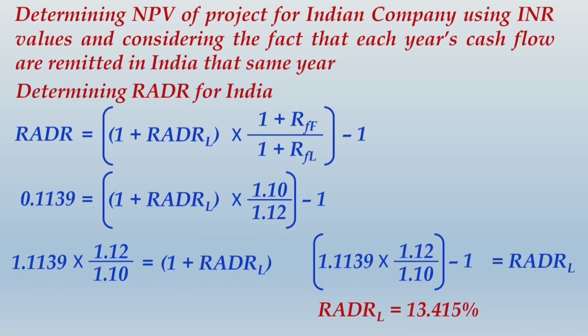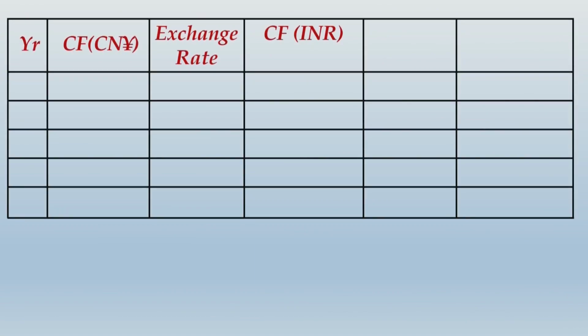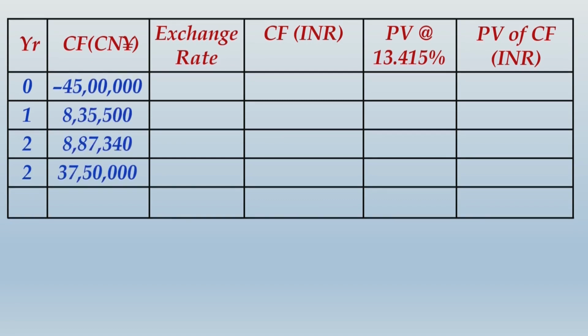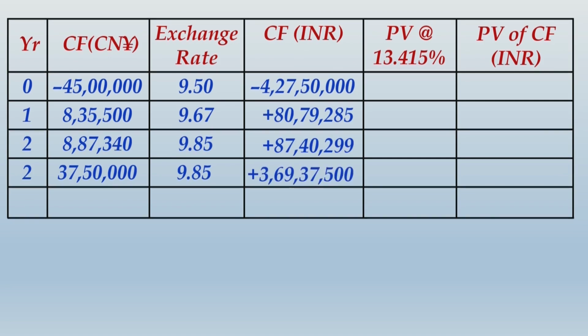Alright friends, you would have finished writing these calculations. Through this calculation, we got the RADR that will be applicable for that project in India, that will be 13.415%. Now, what we do is we follow the local currency approach and discount the cash flows in Indian rupee via the RADR prevailing locally. So, local currency approach, what you would do is first copy the cash flows in Chinese yuan. Now apply the exchange rates that you have determined earlier. You will be able to convert the cash flows into Indian rupee, correct? After doing that, the present value calculations you will be determining through the RADR local, that is 13.415.